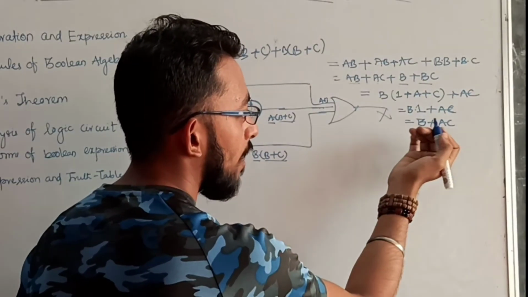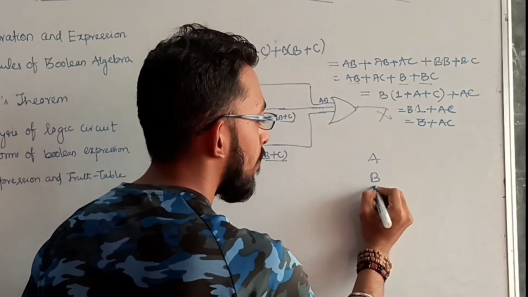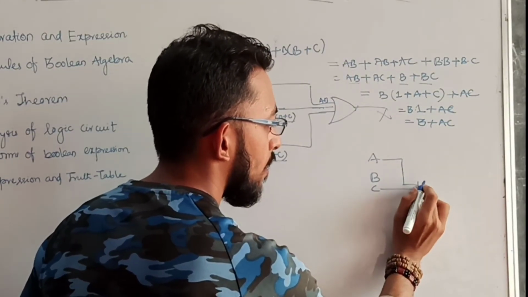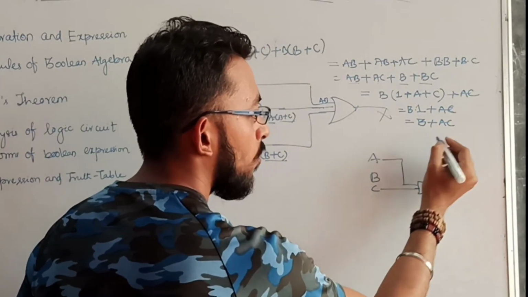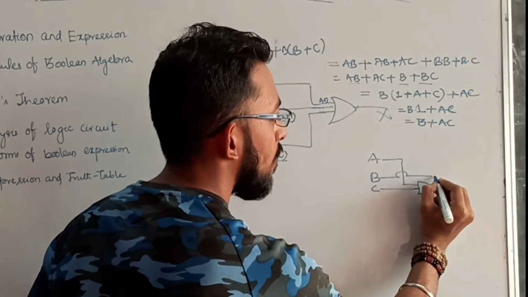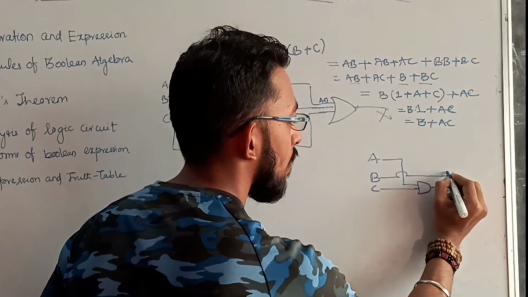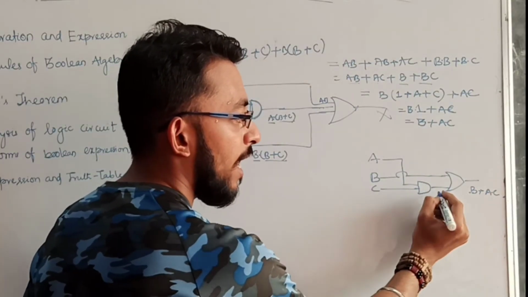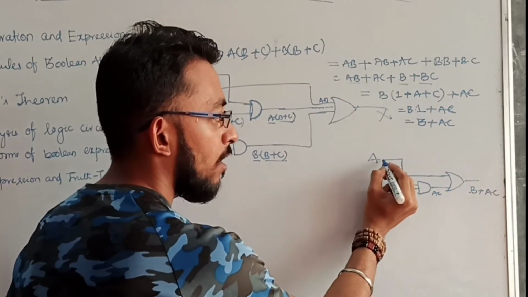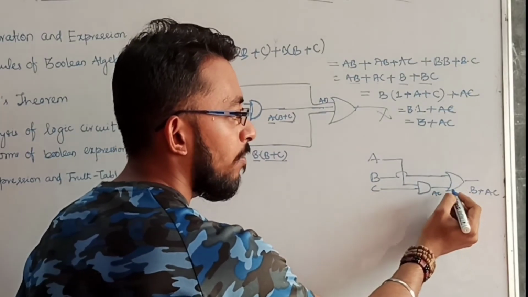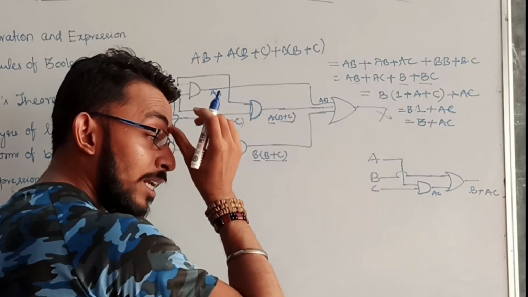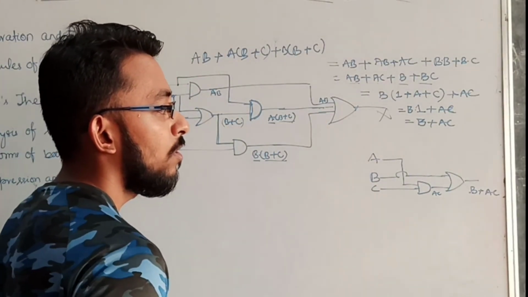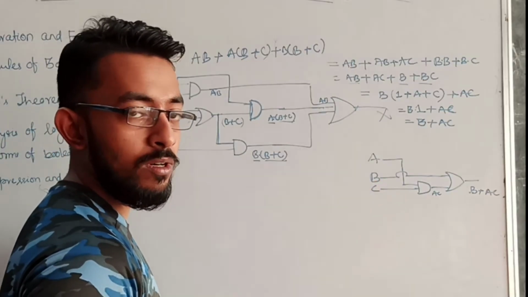It means I can write this as nothing but A, B, C. First A and C are ANDed, and the output of the AND gate is applied to an OR gate. This is nothing but B plus AC. First A and C are ANDed. This is the output of AC. Here A, here C, AC. Then B plus AC. How many gates did I use over here? There are 2 gates. And how many were there before? 1, 2, 3, 4, 5. So it is better to go for the simplification method.